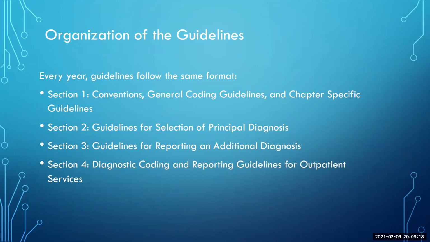Section 2 is guidelines for selecting the principal diagnosis. Section 3, guidelines for reporting an additional diagnosis. And Section 4 is reporting guidelines for outpatient services. And we'll look at all of those. And some of those we've already been looking at. But we'll definitely spend the most of our time throughout this class looking at those chapter-specific guidelines. And that's really the most important part of learning to code and preparing for the national exam, is understanding those guidelines and how you use them to find the appropriate code.